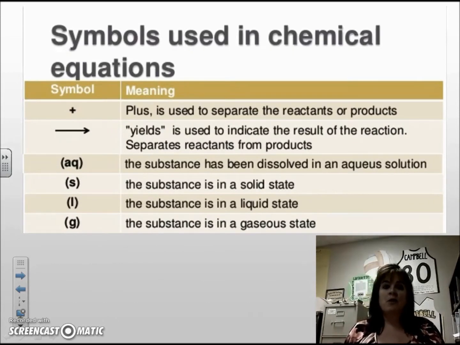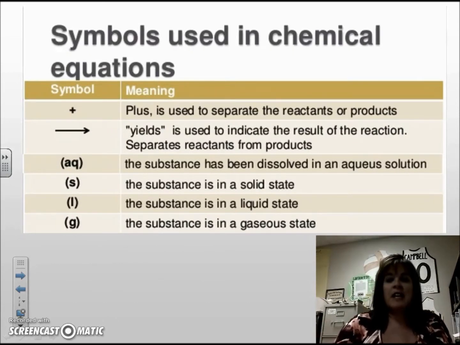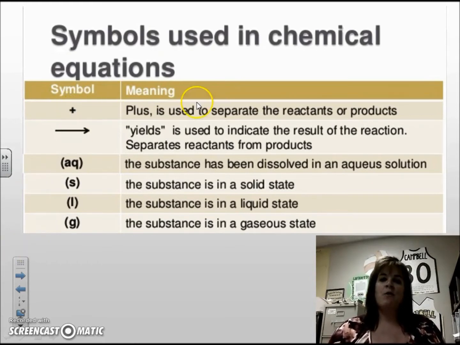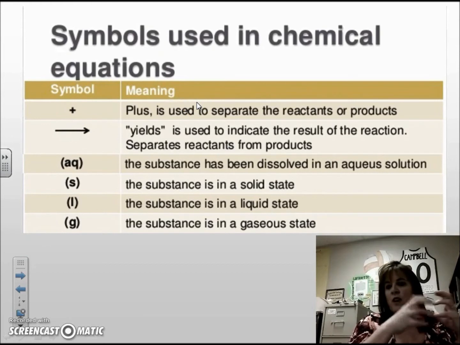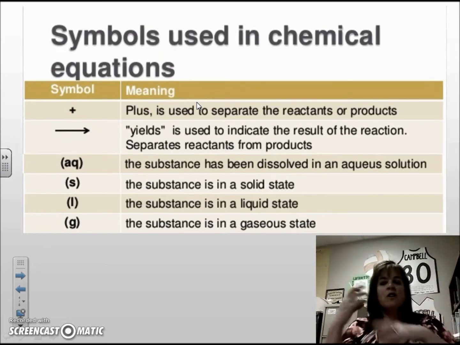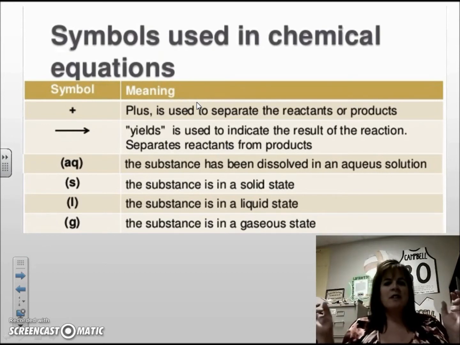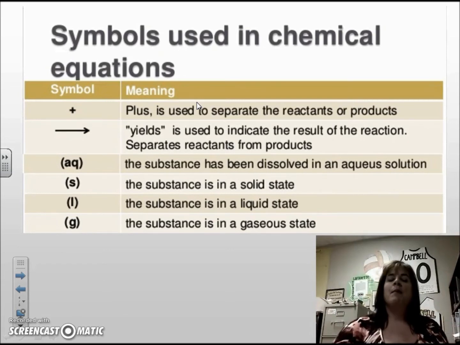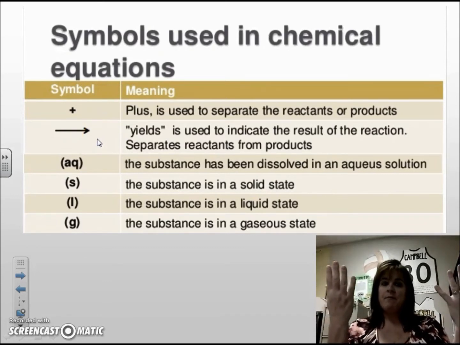Now, some symbols that you need to know as they apply to chemical reactions are these. So make sure you write these down in your notes. When you see a plus sign, we just use that to either separate two reactants from each other or two products from each other. So it's not like we're adding them. It's just a way to separate them. The arrow, remember I said, means yields, and we use it to separate the reactants from the products.